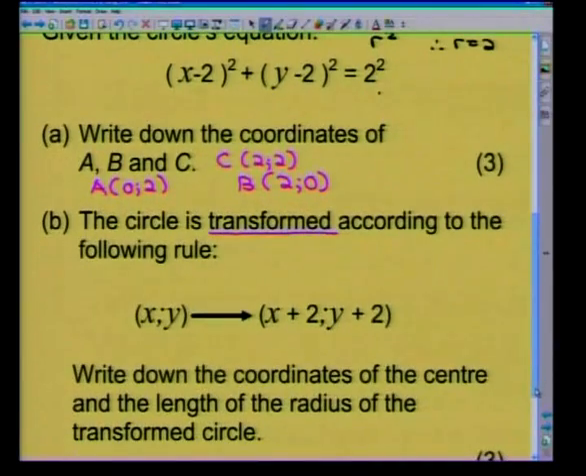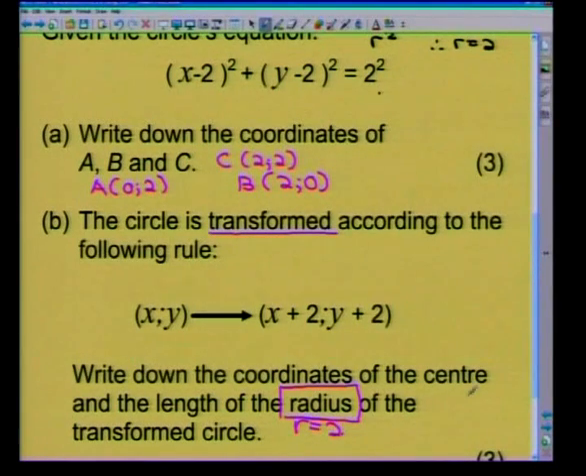Now, what did I say to you about translation, reflection, and rotation? I said to you the shape is preserved. In other words, is the radius likely to change? And actually, it's not going to change. It's only going to change if I start enlarging or reducing the circle. So I know already what my radius will be. I know that my radius would be 2.